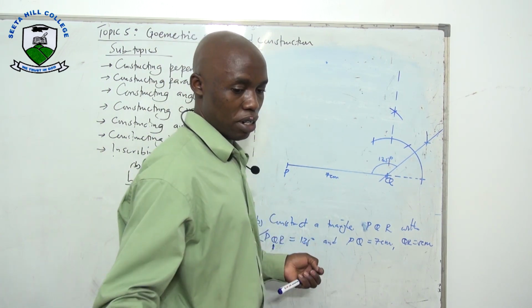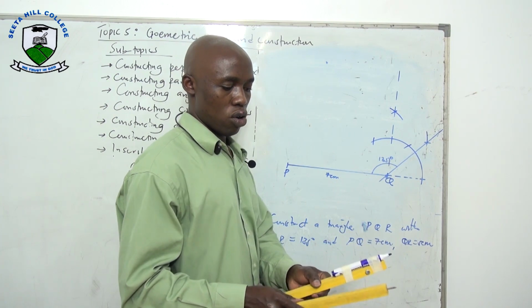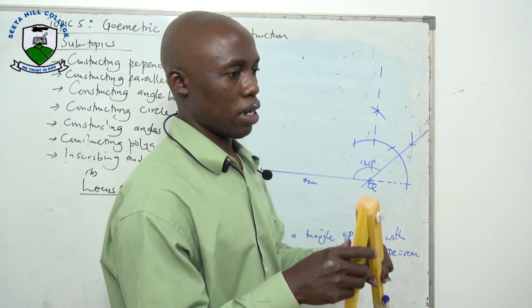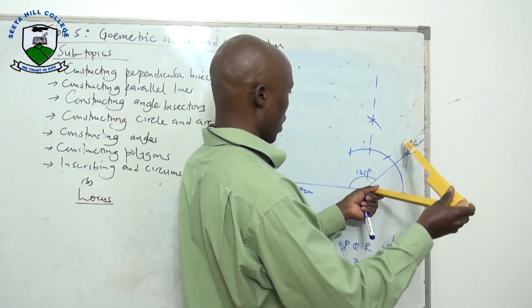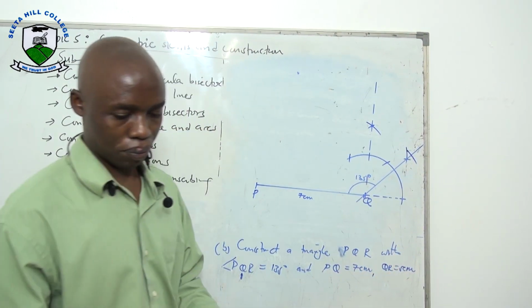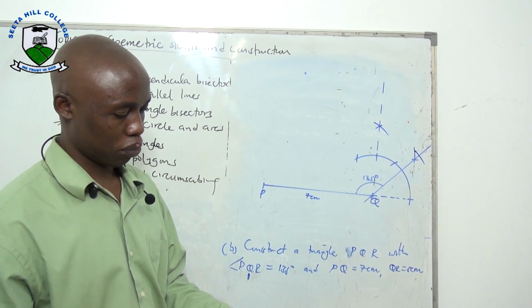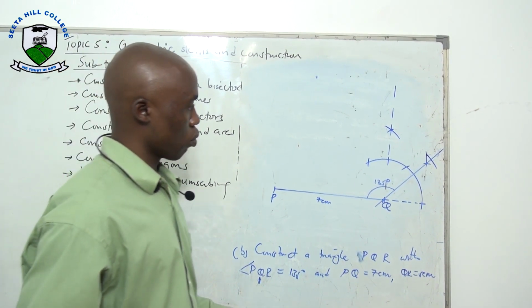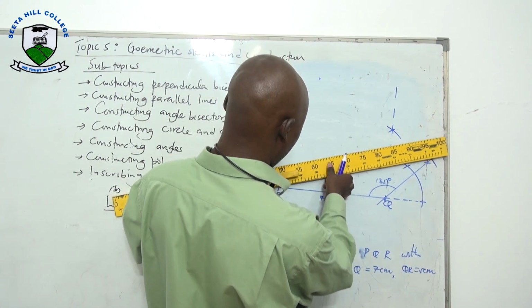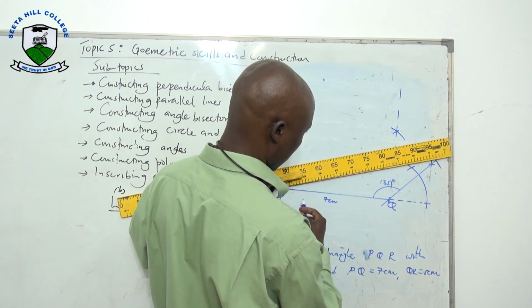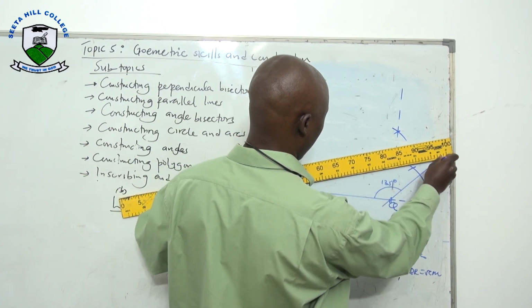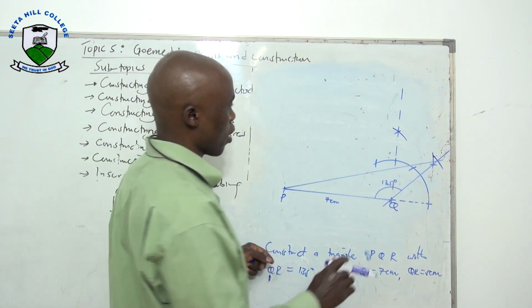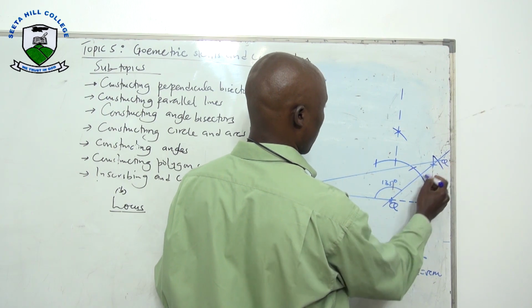That means measure 5 centimeters on your ruler and get the arc for 5 centimeters. Now you close down the triangle, and this is Q, this is 5.